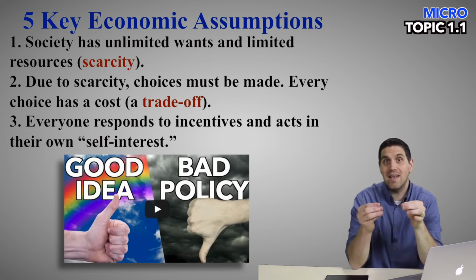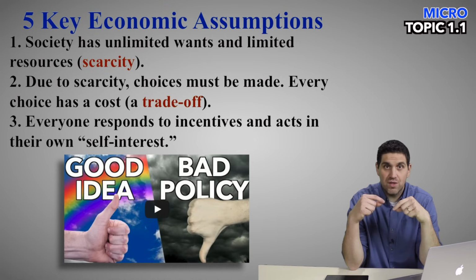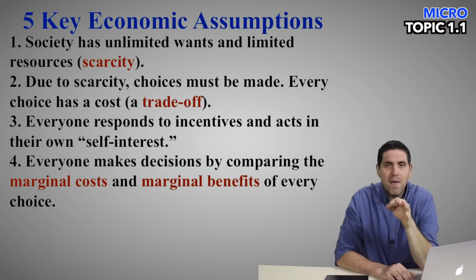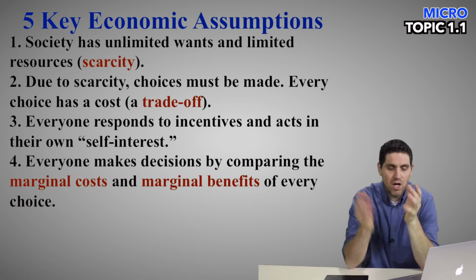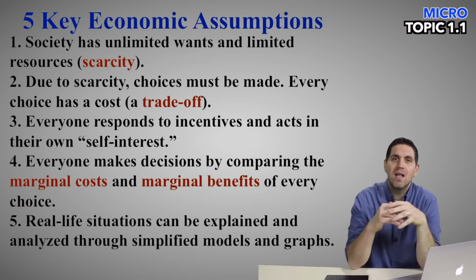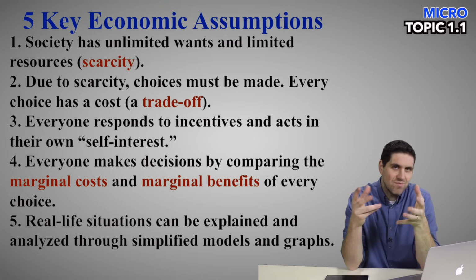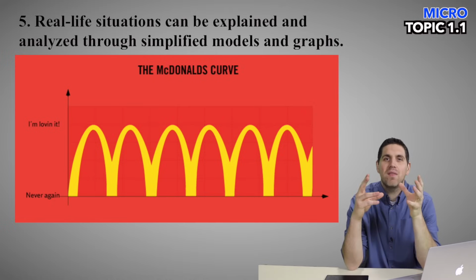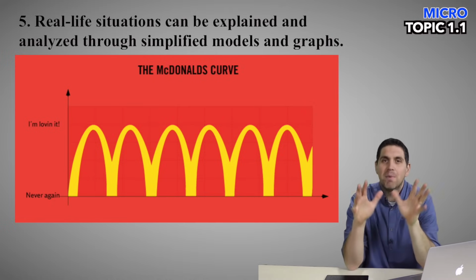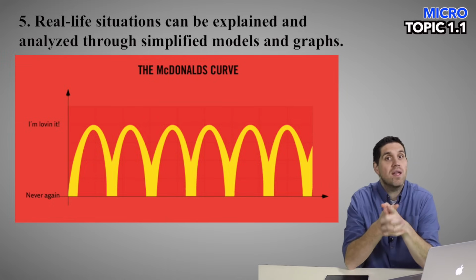Everyone responds to incentives and acts in their own self-interest, right? And then for number 4, everyone makes decisions by looking at the additional benefit and the additional cost of your decision. So you weigh the benefits and costs of every decision. And the last one, life can be explained kind of with graphs. You can use graphs to explain life. You can explain the economy with graphs. It's not perfect, but you're going to see a lot of graphs in this class, starting here in Unit 1.